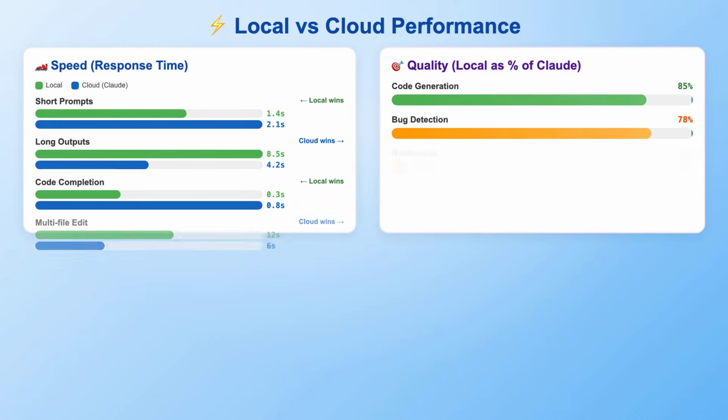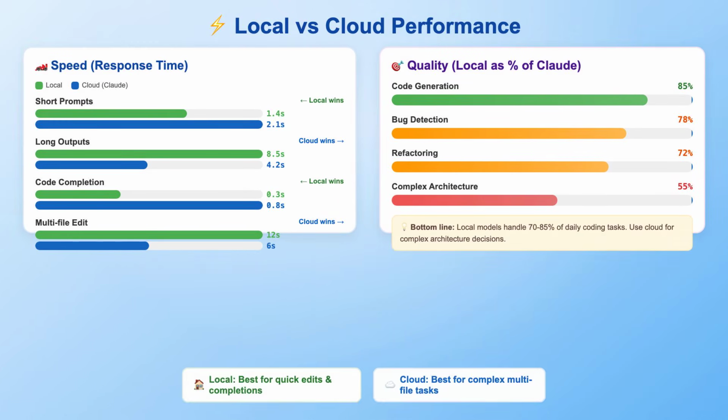Performance reality check. On short prompts, local is actually faster. 1.4 seconds versus 2.1 seconds because there's no network latency. On long outputs over 200 lines, cloud is faster. 60 to 80 tokens per second versus 15 to 25 on consumer hardware. The sweet spot strategy. Use local for daily coding, edits, fixes, tests, docs. Switch to cloud for the 2 or 3 hard problems per week that need deep multi-file reasoning. This alone cuts your bill by 90%.